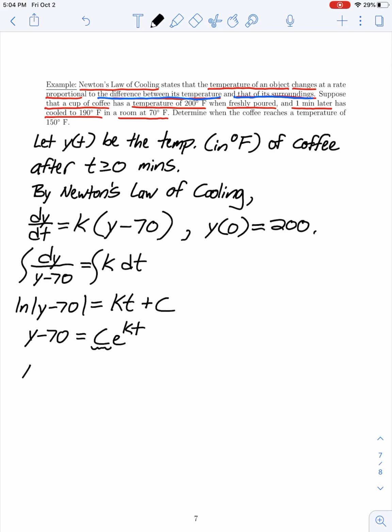So now, solving for y as a function of time, we would have 70 plus this constant times e to the kt power. Now what we need to find is the value of this arbitrary constant c that would satisfy our initial condition. And recall our initial condition here was that at the moment this coffee was poured, that is after 0 minutes have passed, we have a temperature of 200.